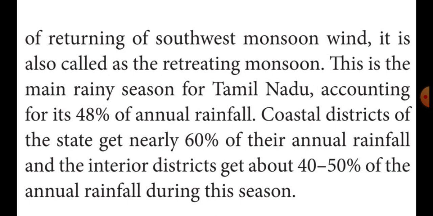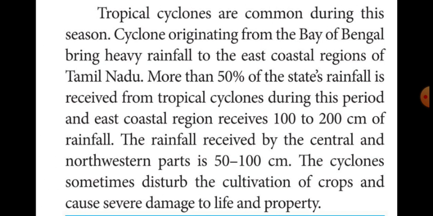And also cyclones occur during this particular season. The cyclones originate from the Bay of Bengal. It brings heavy rainfall to the east coastal region of Tamil Nadu. More than 50% of the state's rainfall is received from these tropical cyclones during this particular period. Some of the east coastal regions receive 100 to 200 centimeter rainfall during this season.